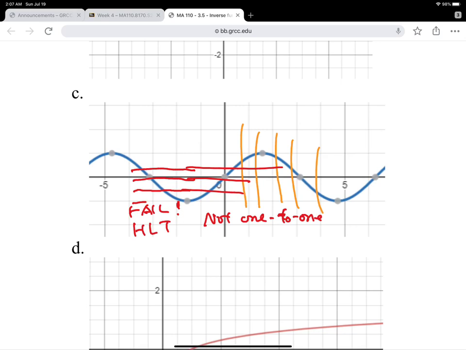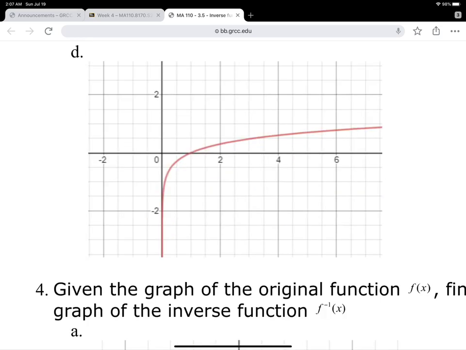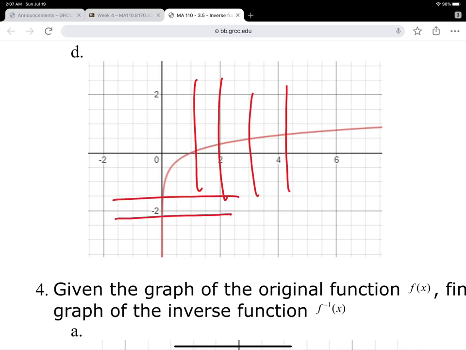Alright, next. This looks like the vertical line test works. Horizontal line test works. 1-to-1. Okay. Alright, so being able to tell whether a graph is 1-to-1 or not is fairly straightforward. You just have to make sure you pass both the vertical line test and the horizontal line test. Okay, next.